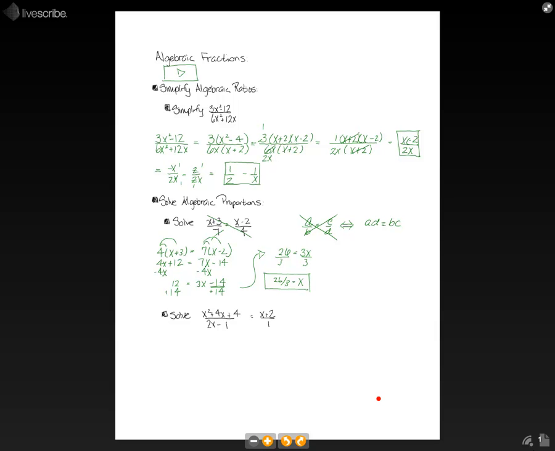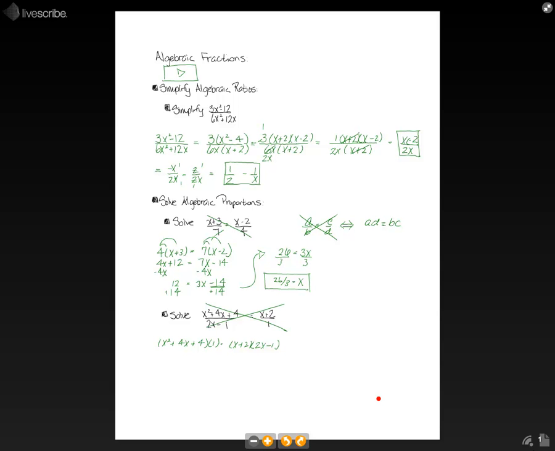Lastly, we're asked to solve x squared plus 4x plus 4 over 2x minus 1 equaling x plus 2 over 1. First things first, we can cross multiply, which is going to give us x squared plus 4x plus 4 times 1 from this cross equals x plus 2 times 2x minus 1 from that cross.